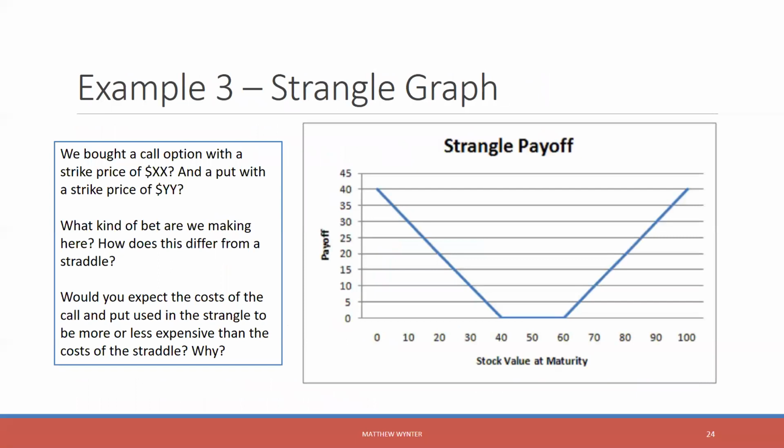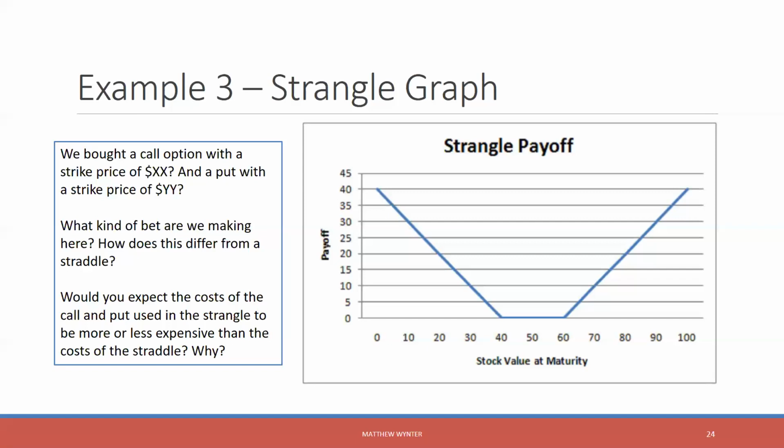Let's look at a strangle. So with the strangle, it's very similar to a straddle, but what you'll notice is that the strike price for the call and put are not identical. There's actually quite a bit of distance between these strike prices. So in this example, we bought a call with a strike price of 60 and a put with a strike price of 40. What are we betting on? We're betting that the stock price is going to move.